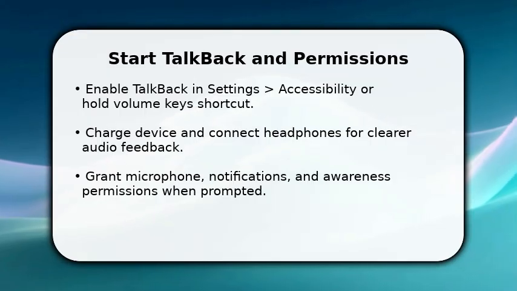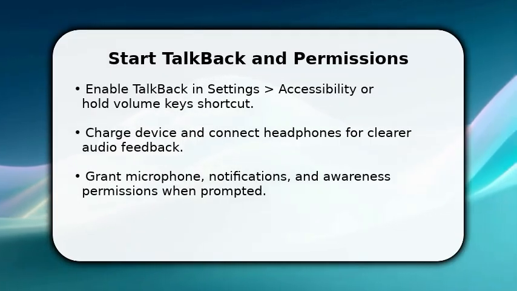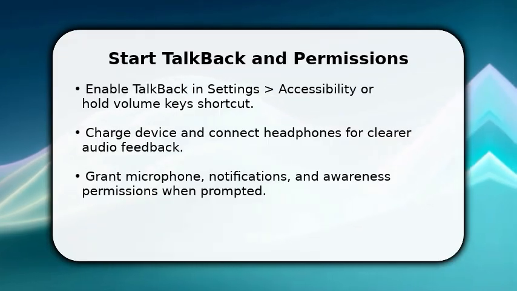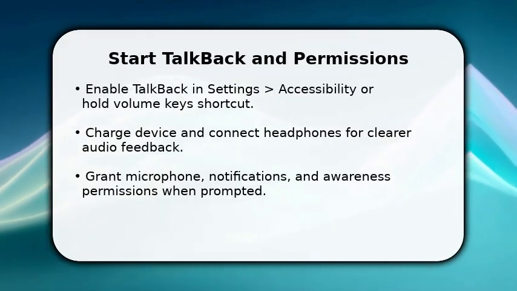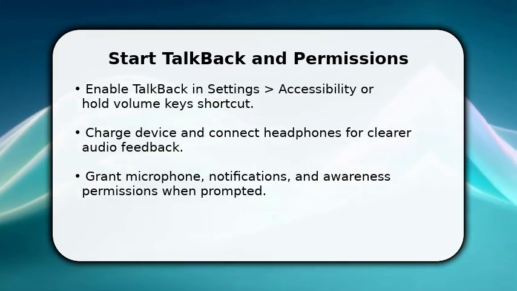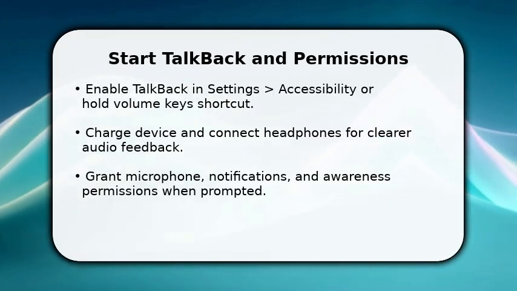You're going to turn Talkback on and give it what it needs to run. First, open Settings, go to Accessibility and enable Talkback. Alternatively, hold both volume keys if your phone supports the shortcut. Once enabled, grant the required permissions so Talkback can announce notifications and access text fields.